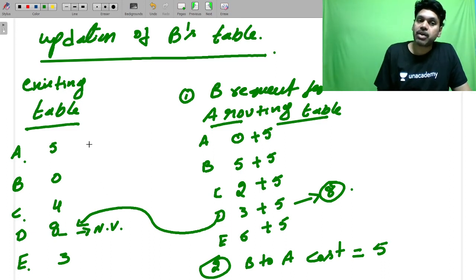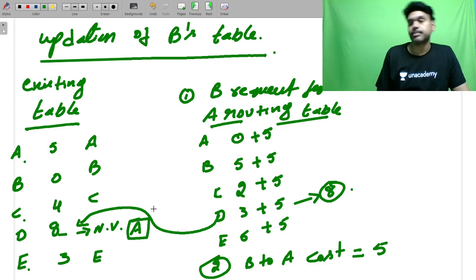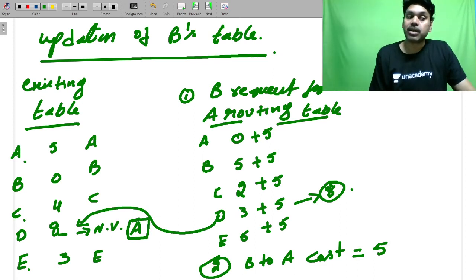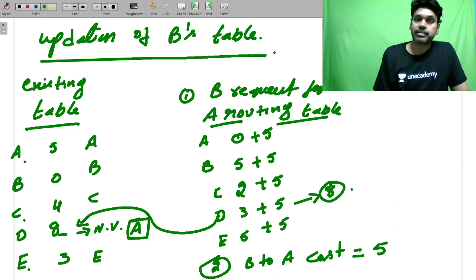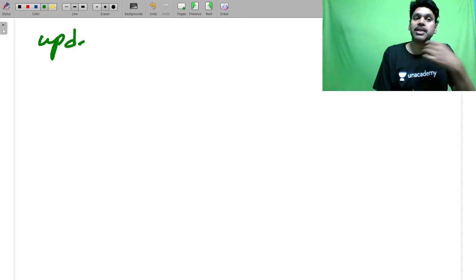What is your next hop? Here your hops are the same except this one. What is your next hop? I am taking the help of A. Your next hop is A here. Okay, the B table has been completed. So we want the C table updation. Updation of the C table.